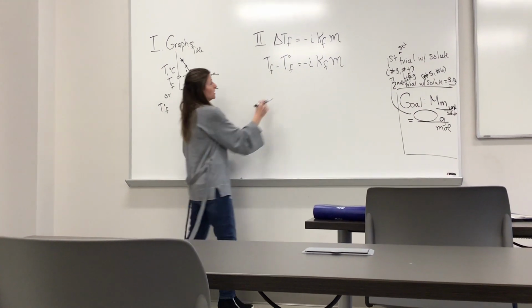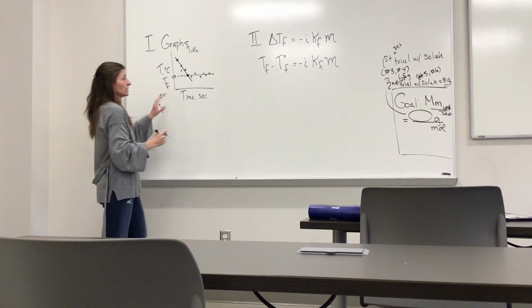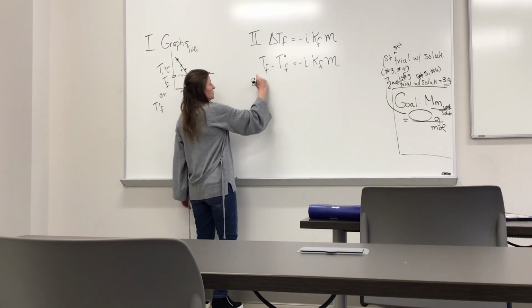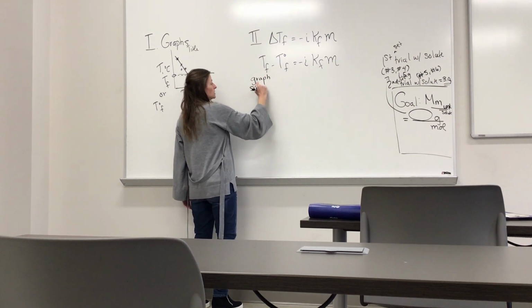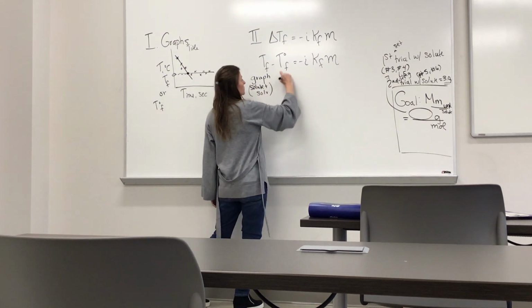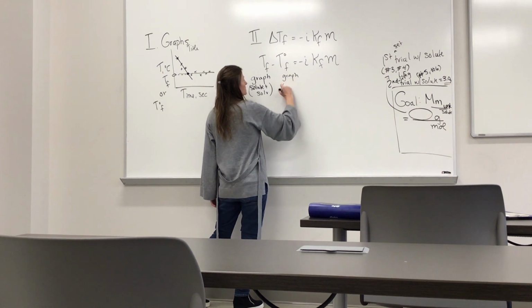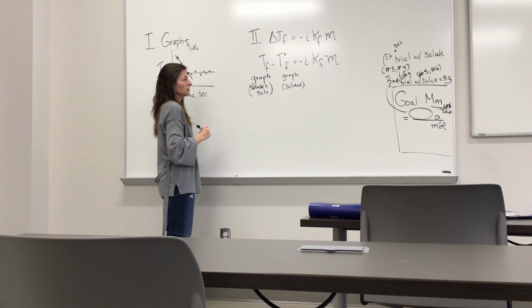Then in the next part, you're going to have TF minus TF naught. Now remember, this comes from the graph. So here is your graph with solute and solvent, and here you've got your graph with solvent only. That comes from your graph. That's why you need those graphs.